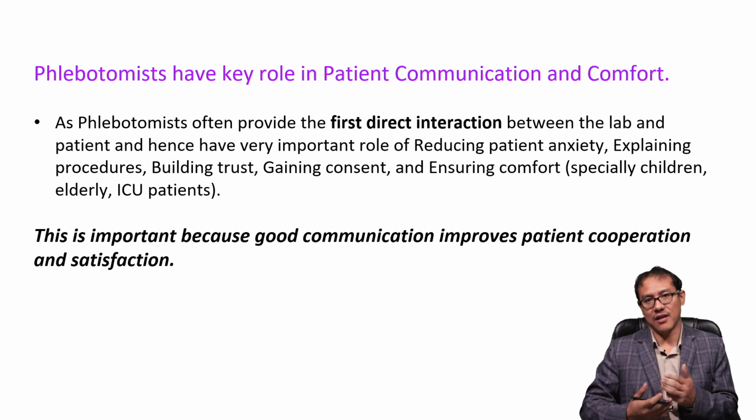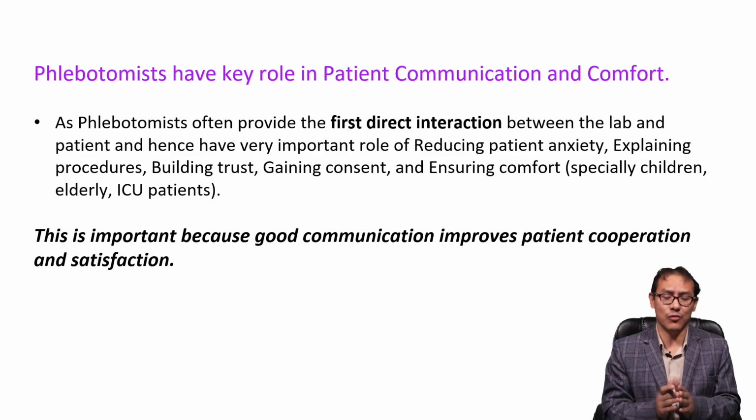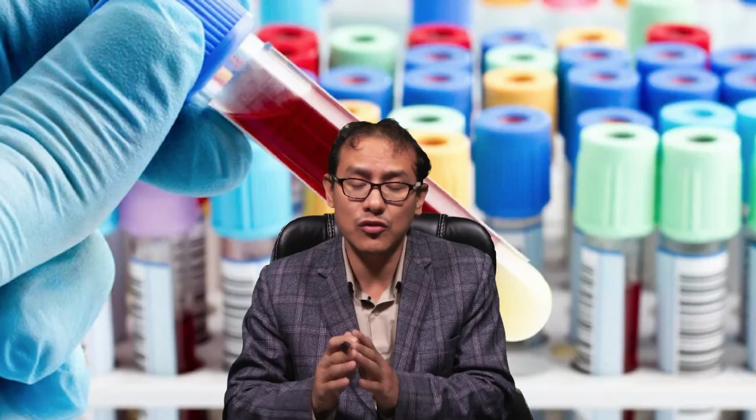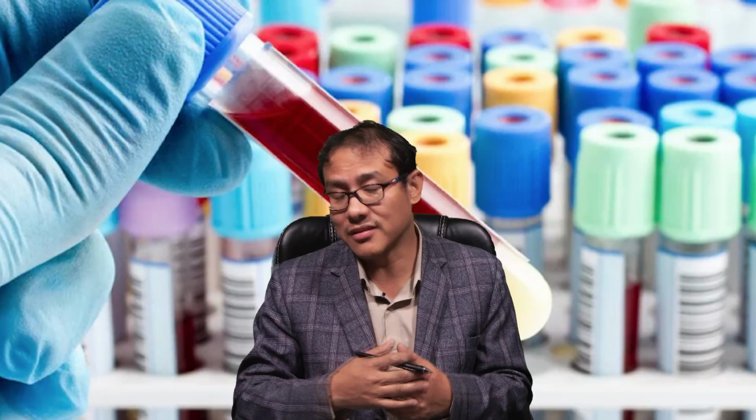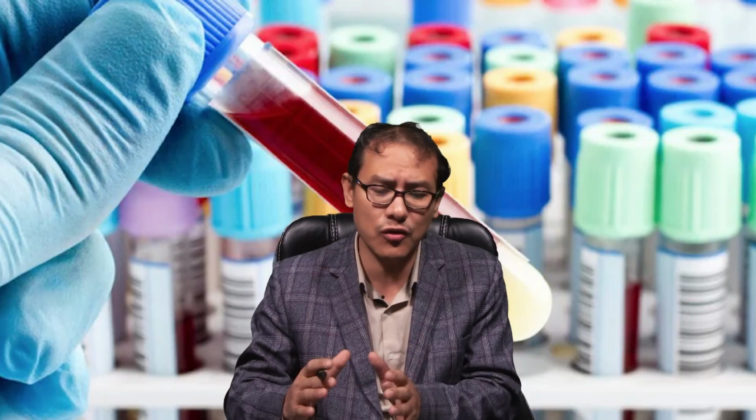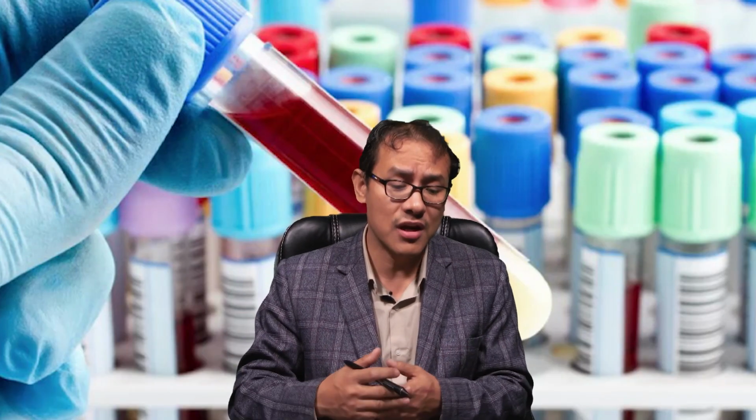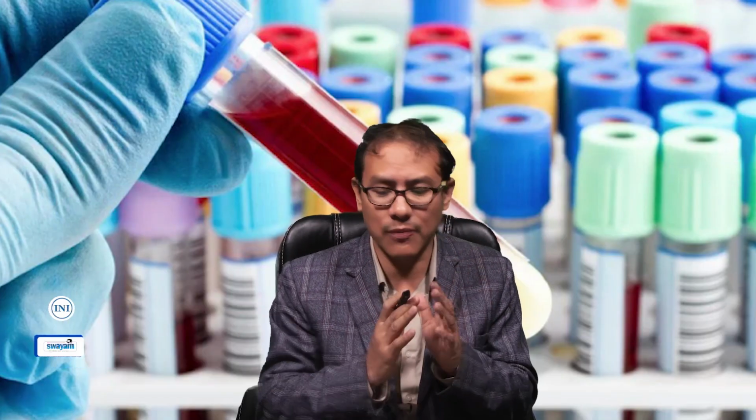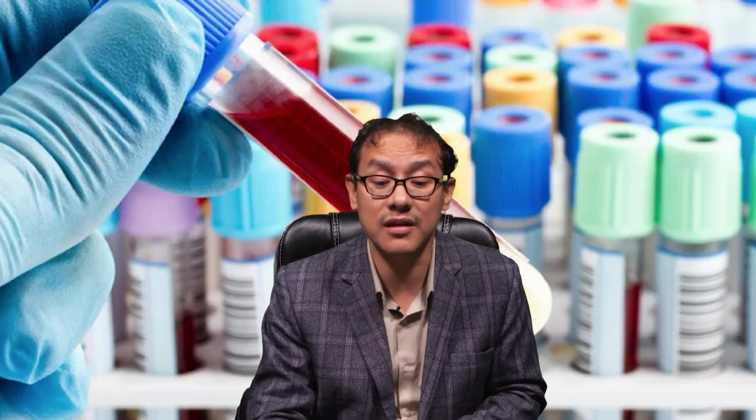Communication and comforting the patient is also important. As a phlebotomist, you are the first direct interaction between the lab, the hospital and the patient, and hence your role is very important. You have to reduce the patient's anxiety. You have to explain all the procedure in detail to the patient. You have to build the trust. You have to gain the consent, take the informed consent, and ensure that maximum comfort is given to the patient, especially in case of children, the elderly, or a sick patient in the ICU. So this one is too important to remember, and therefore good communication is very important, because this will ensure patient cooperation and hence patient satisfaction.